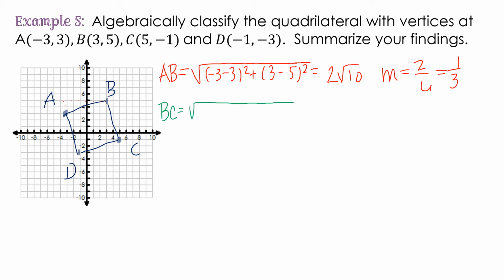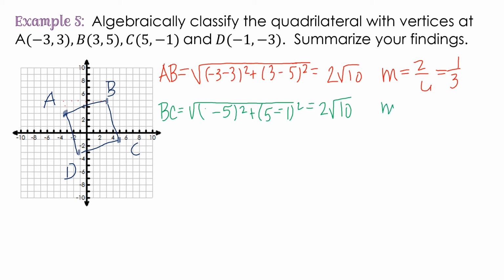All right, BC, we're going to do 3 minus 5 squared plus 5 minus -1 squared. So that would be -2 squared, which is 4, and 6 squared, which is 36. So that actually gives me the exact same thing, 40, which is 2 root 10. So definitely at least looking like a rhombus based on that, since those two sides are the same length.